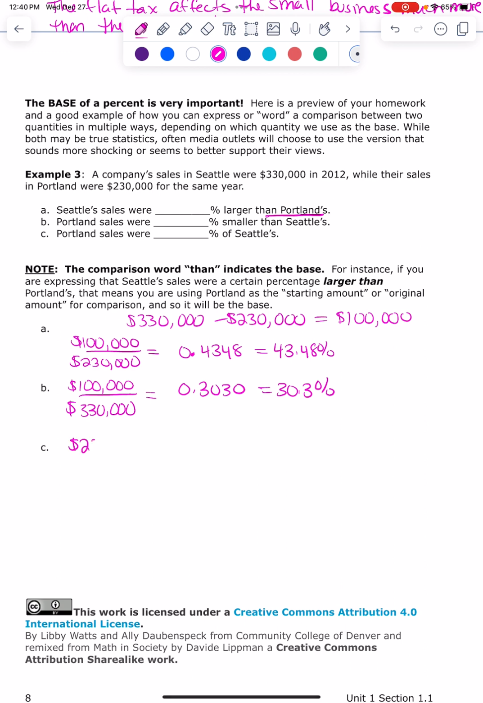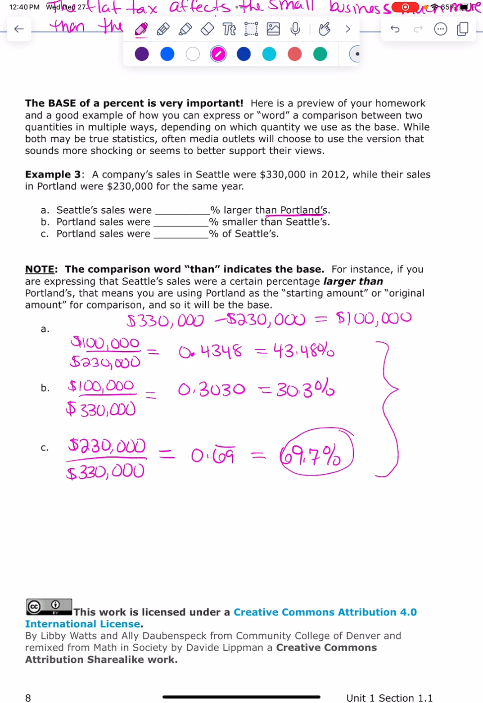But this last one, we want the percent of Portland's sales compared to Seattle's, or Portland sales were blank percent of Seattle's. So you just divide Portland sales by Seattle sales, which is 0.69, with the 69 repeating. So it comes out to be about 69.7%, which is probably the number that the media will use because it's the most dramatic one, even though all three of them are using the same information. It's just different ways to talk about it.